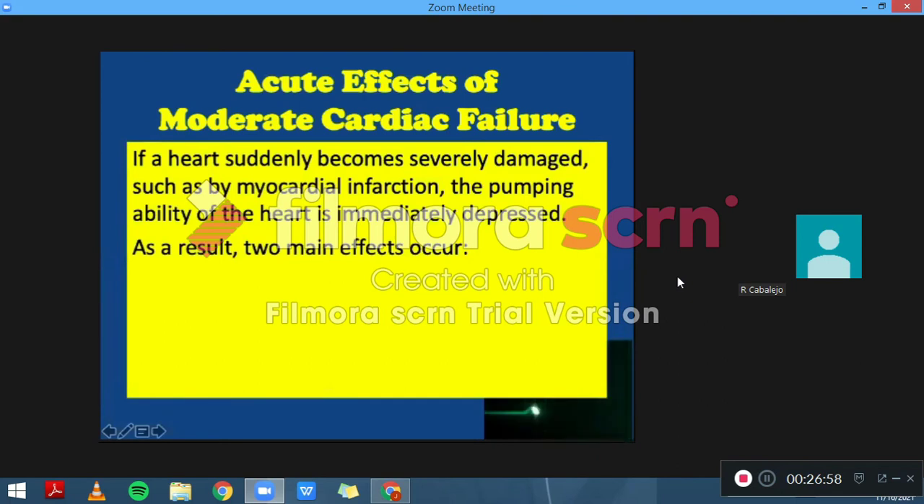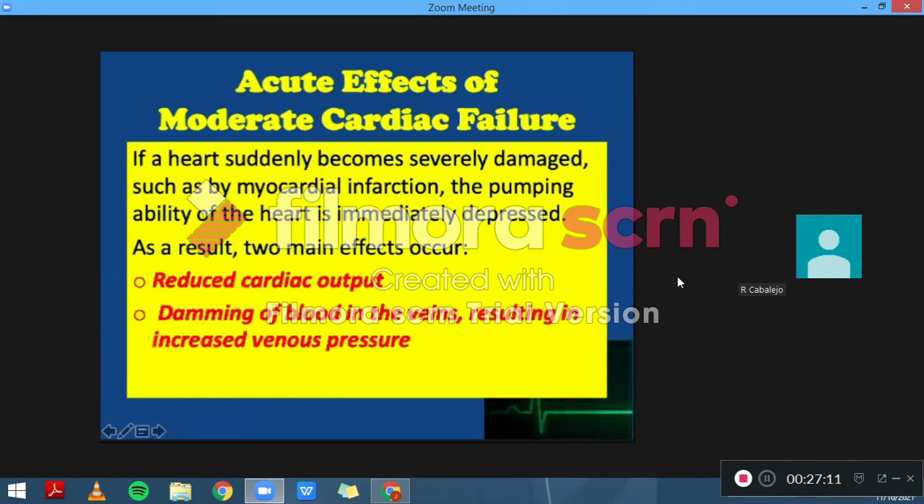So what are the effects of moderate cardiac failure? If the heart suddenly becomes severely damaged, such as by an MI, the pumping ability of the heart is immediately depressed. As a result, two main effects would occur. There will be reduced cardiac output, and there is damming of blood in the veins, resulting in increased venous pressure.